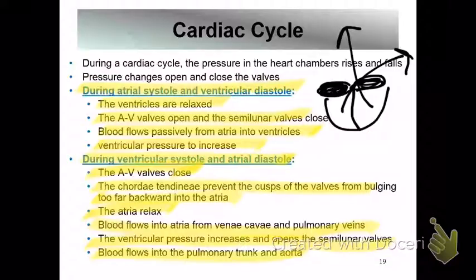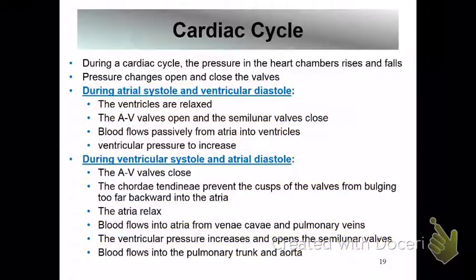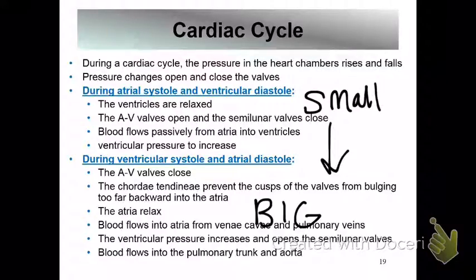The ventricle pressure increases and opens the semilunar valves. So the pulmonary valve and the aortic valve are open. Blood flows into the pulmonary trunk and the aorta. So hopefully, take a second, make sure you got that. This is a small contraction, just going down to the ventricle. This is a big contraction going out to the lungs and out to the body.